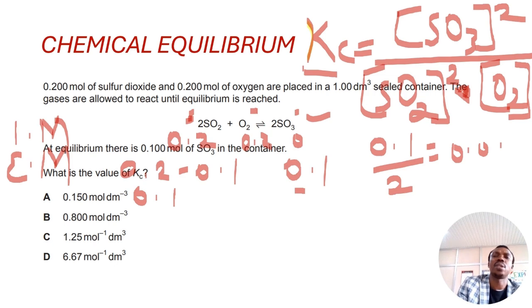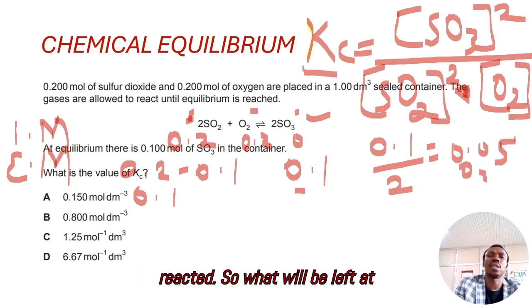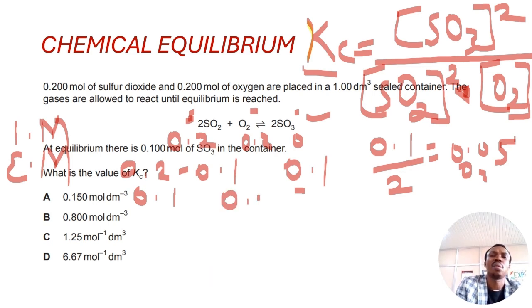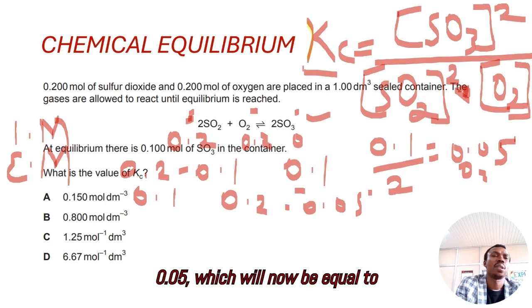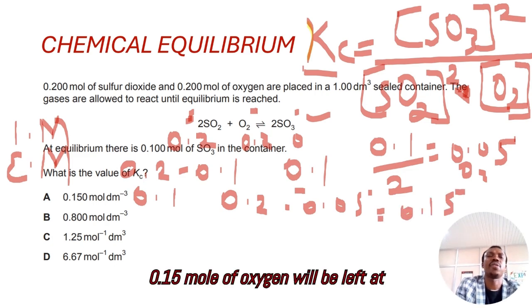That means 0.05 moles of oxygen must have reacted. So what is left at equilibrium will be 0.2 minus 0.05, which is 0.15. So we'll have 0.15 mole of oxygen left at equilibrium.